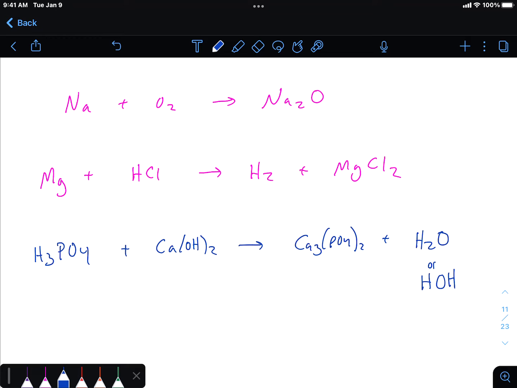For that last one, I'm going to point out that water, H2O, sometimes is written as HOH. Sometimes it makes things easier to see.